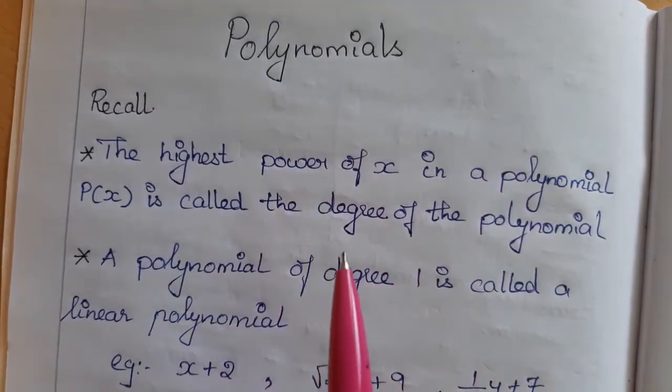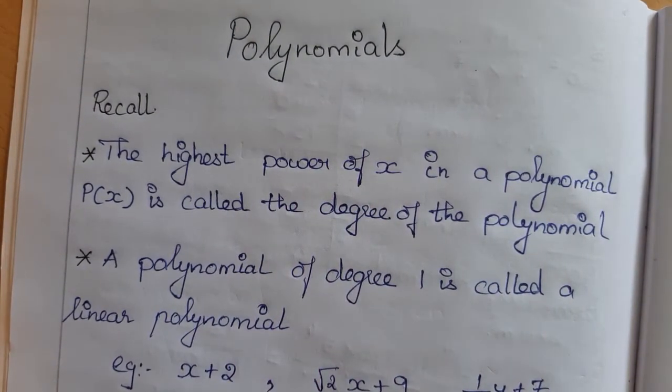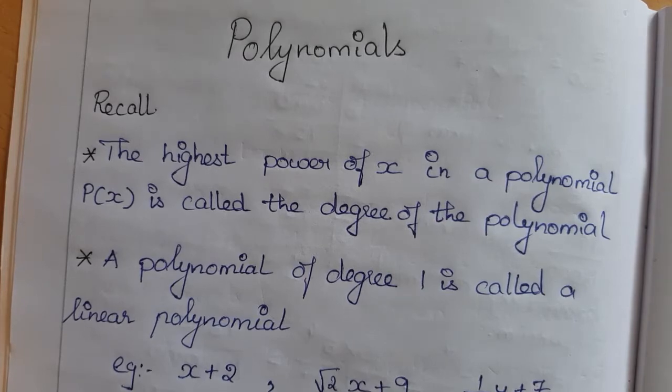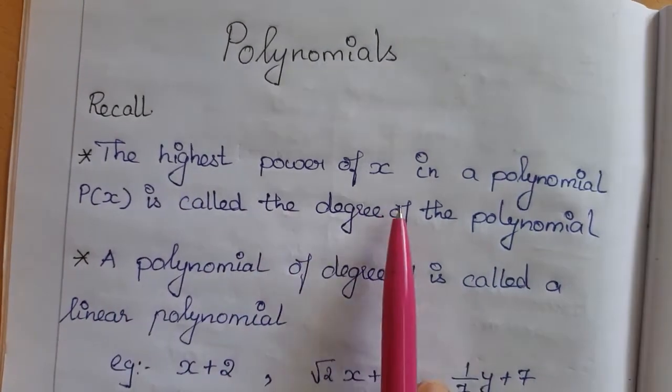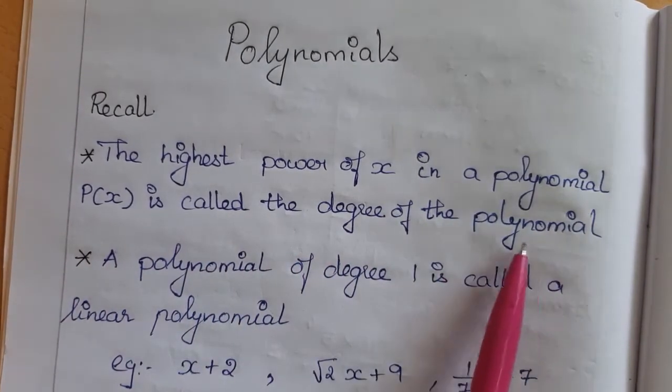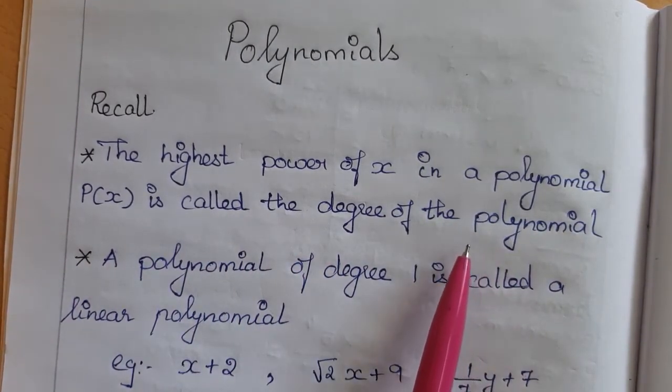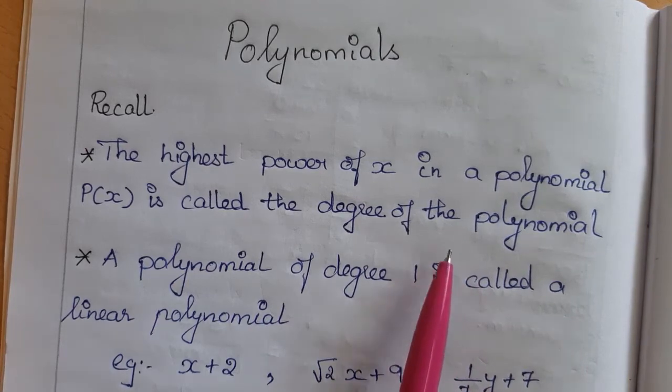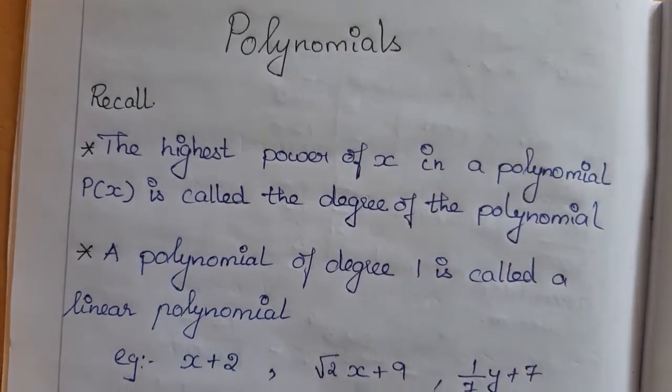We have already learned some polynomials in the previous class, so we'll have a recall and then go to our main content. The highest power of x in a polynomial p of x is called the degree of the polynomial. So what is the highest power in the given polynomial? That is called the degree of the polynomial.